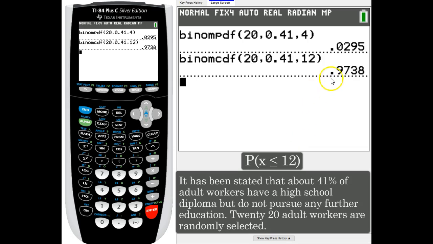And therefore, 0.9738 is our probability that at most 12 of them would have a high school diploma but no further education.